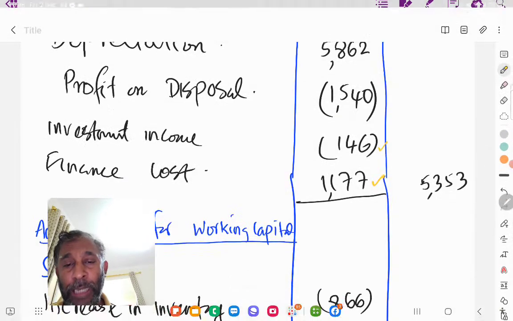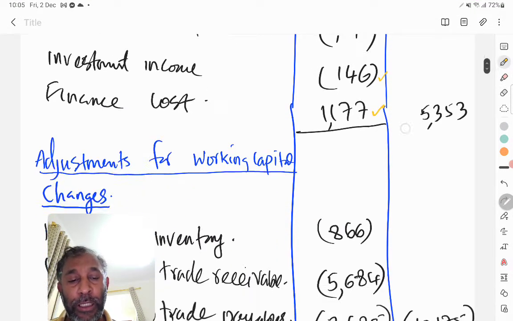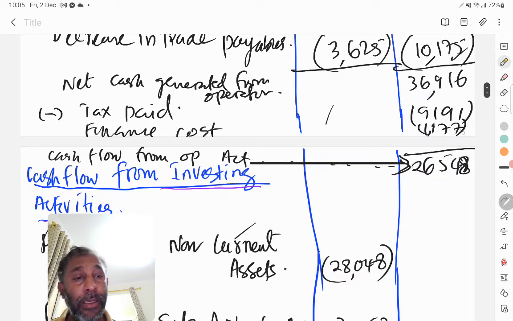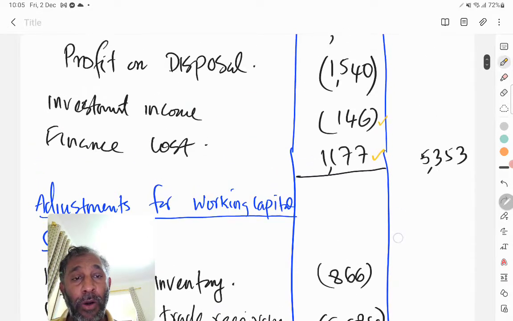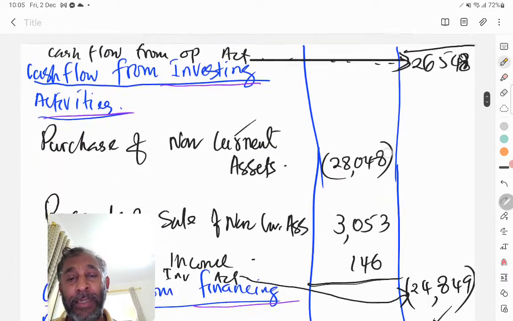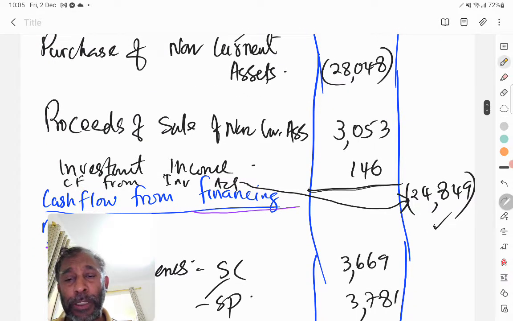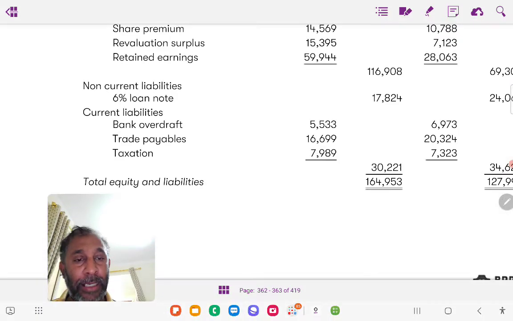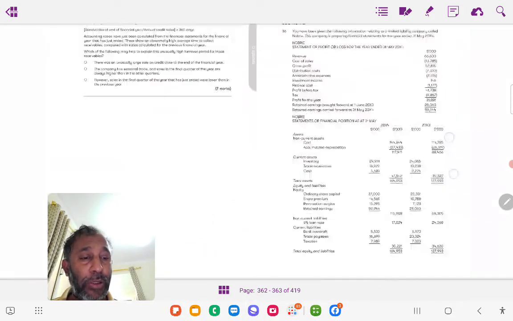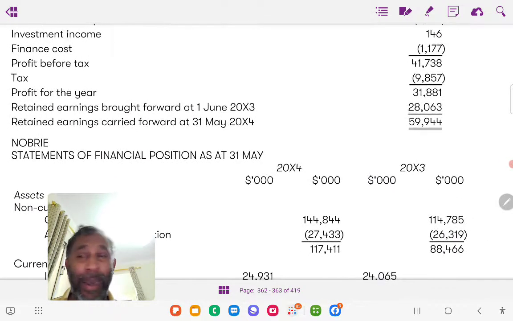So what you do is that you take it down here. You see, I have taken the finance cost paid here, and I have also taken, under investing activity, the investment income received here. So that was looked after. So in the profit and loss account we have taken everything except the tax.